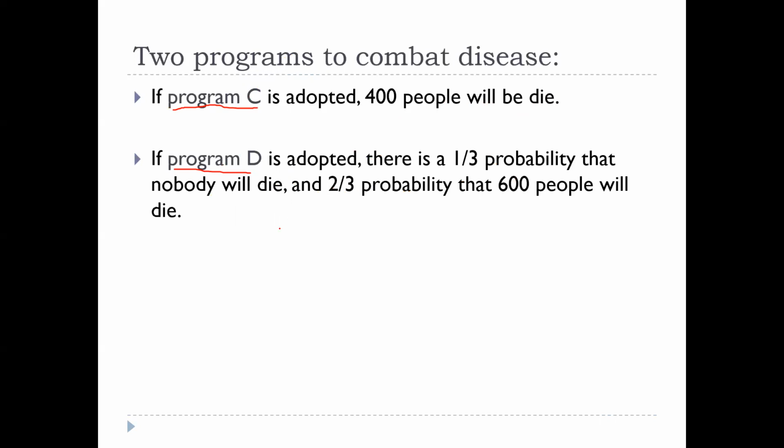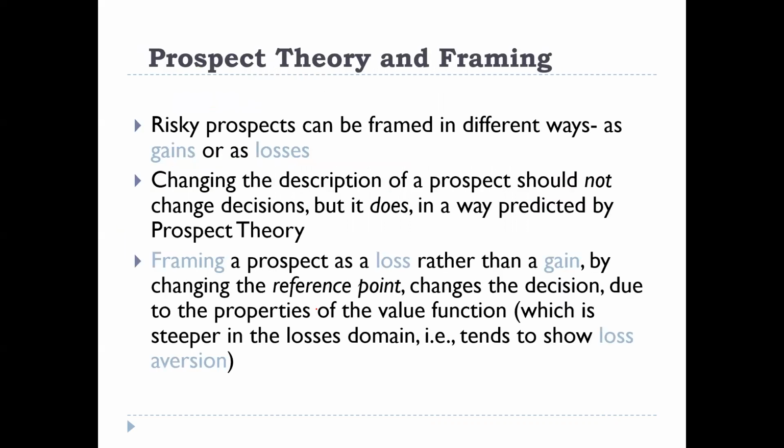But here, when we're talking about dying, we're in a domain of losses, and people are more likely to adopt program D, the more risk acceptant program. Okay, so prospect theory suggests that prospects can be framed in different ways, such as gains and losses, and whether we are in gains or losses is going to affect the way that we view those gains. We hate losing more than we like winning. It also changes the way we view probability decisions, in that we are more likely to want to adopt risk acceptant behavior rather than risk averse behavior.